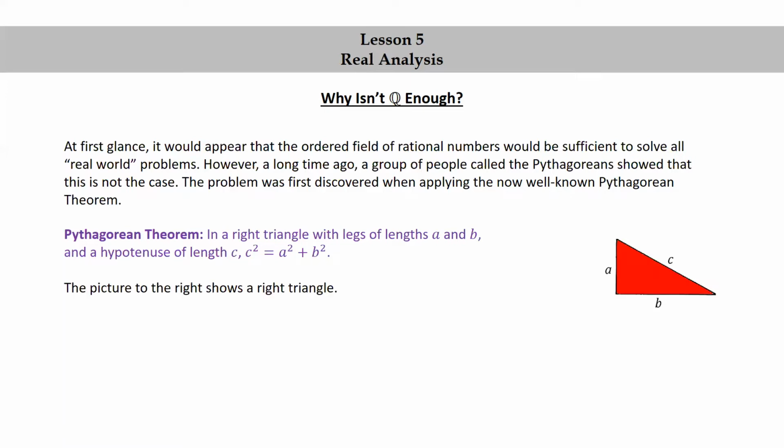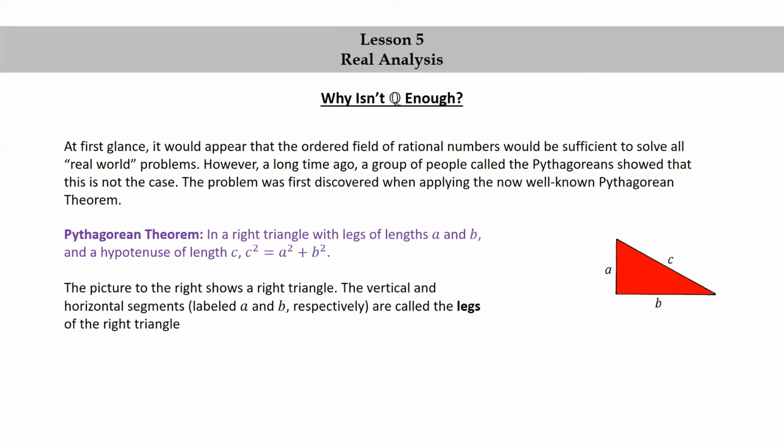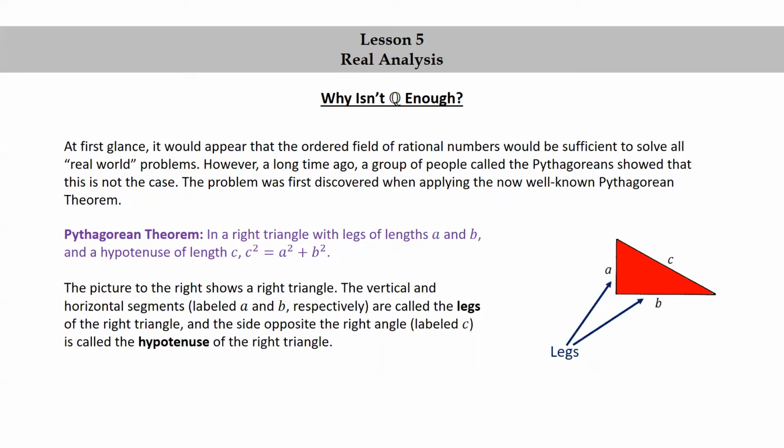The picture to the right here shows a right triangle. The vertical and horizontal segments, labeled a and b respectively, are called the legs of the right triangle. And the side opposite the right angle, labeled c, is called the hypotenuse of the right triangle.